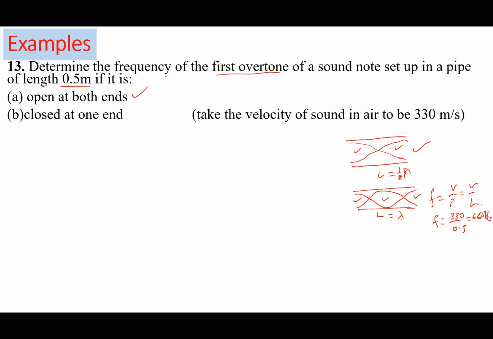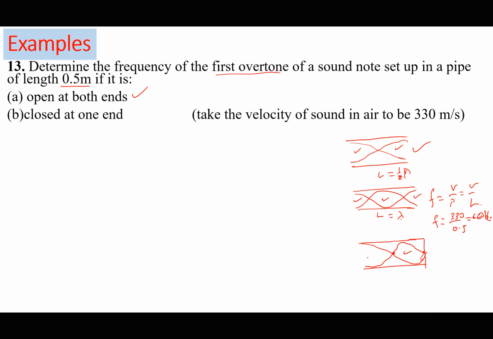Then for a closed pipe, still for the first overtone, one end must be closed. Remember in the fundamental, we have only one node. So we have to introduce another node, and in the process of introducing another node, we have to introduce another antinode. Something like that. I think that is the first overtone.